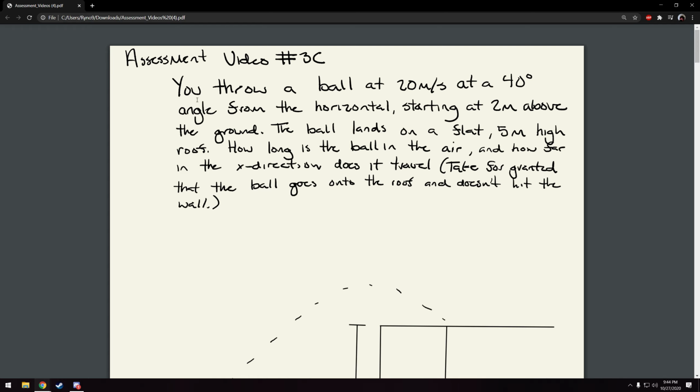So to start us off, we're going to be doing this problem. You throw a ball at 20 meters per second at a 40-degree angle from the horizontal, starting at 2 meters above the ground. The ball lands on a flat 5-meter high roof. How long is the ball in the air, and how far in the x direction does it travel? Take for granted that the ball goes onto the roof and doesn't hit the wall.